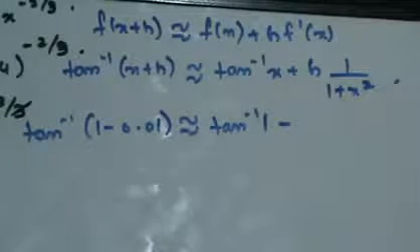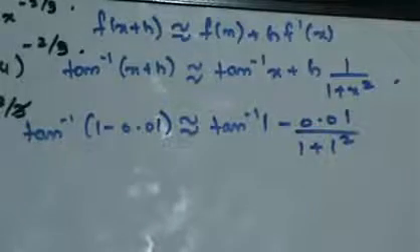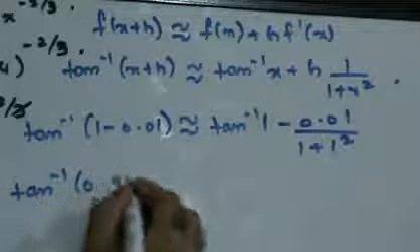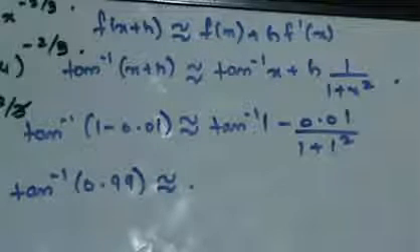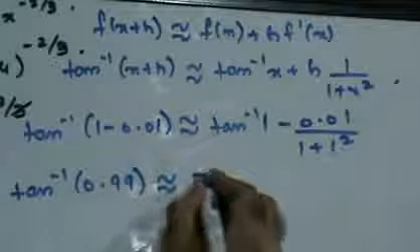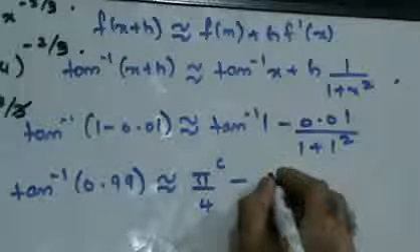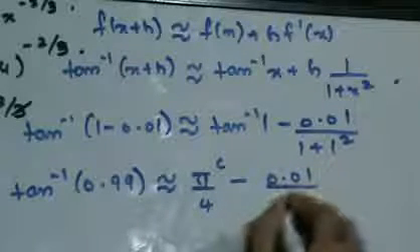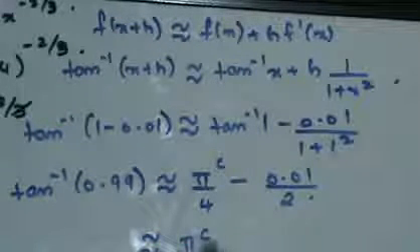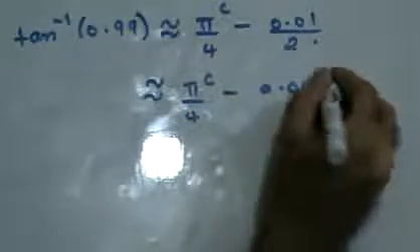H we have taken as negative 0.01 upon 1 plus 1 square. Right? So you will get tan inverse of 0.99 is approximately equal to, we know that tan 45 is 1, so tan inverse of 1 will be 45. 45 can be written as pi by 4 radians minus 0.01 divided by 2, which is approximately equal to pi radians by 4 minus 0.005.